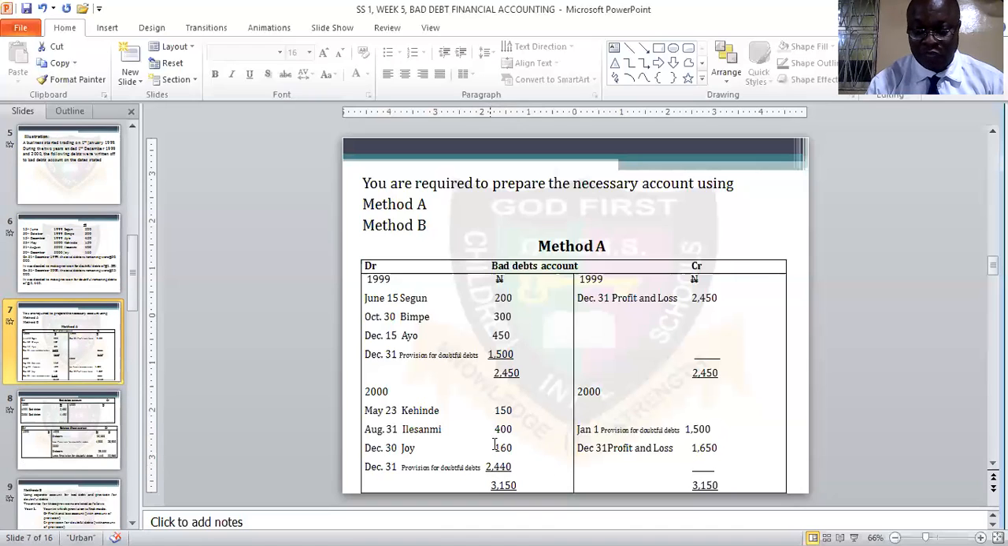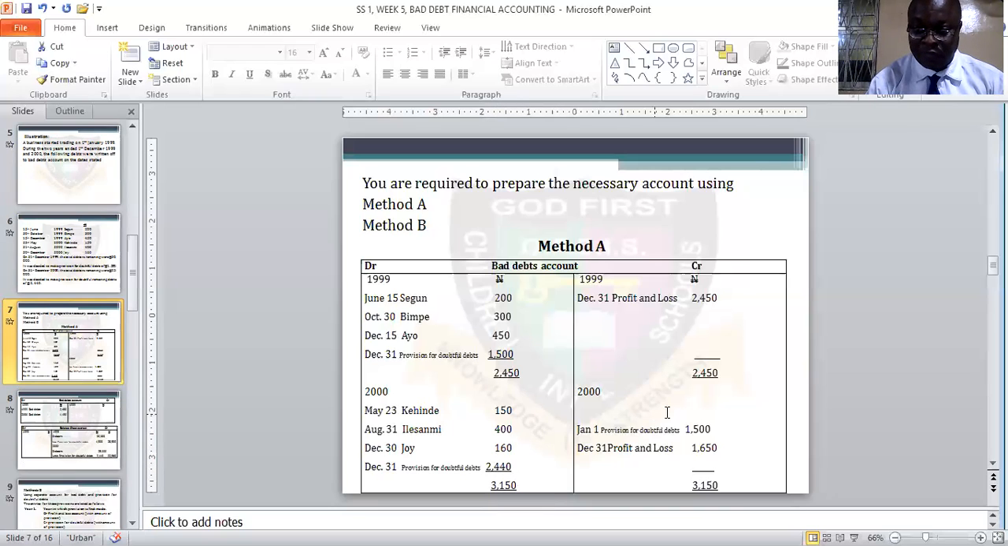You add all this together. Provision of bad debt will appear in the bad debt account when we are not having a separate account. But in a situation whereby we prepare the bad debt account separately and the provision of bad debt separately, there's no need for you to transfer the provision of bad debt into the bad debt account. That's for method A. In method A, the provision of bad debt needs to appear in the bad debt account. And we have 3,150 naira.